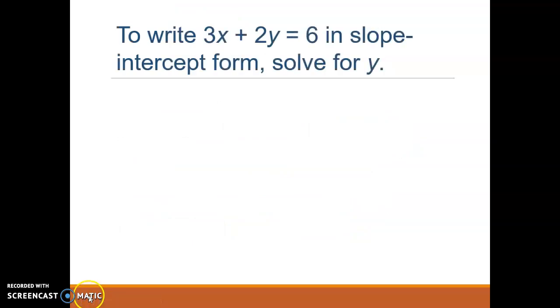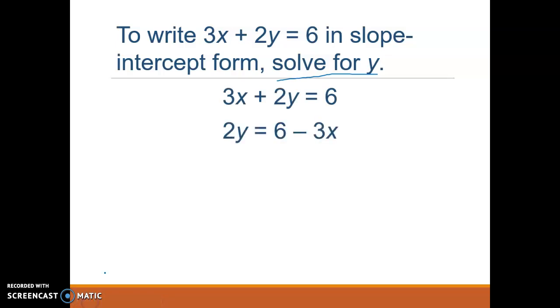Let's take 3x plus 2y equals 6, which is standard form, and change that to slope-intercept form. To do that, we need to solve for y. So to get the y term by itself, the first thing I want to do is subtract 3x. Whatever I do to one side, I have to do to the other. So I end up with 2y equals 6 minus 3x.